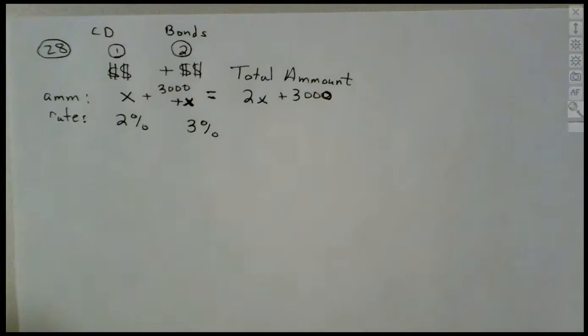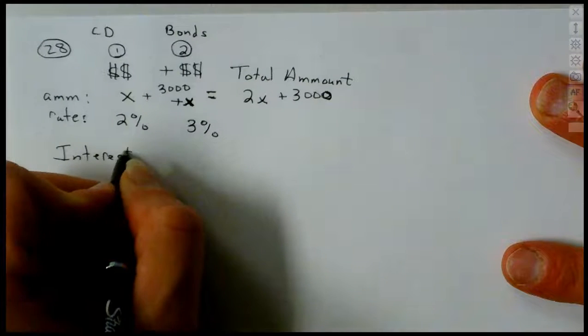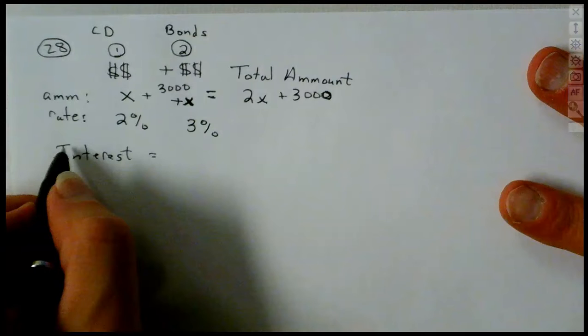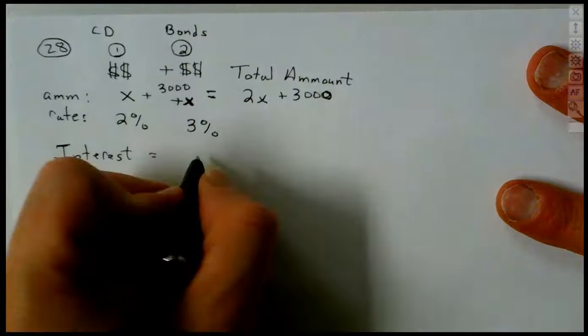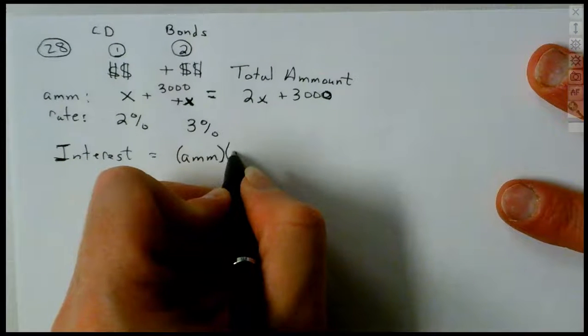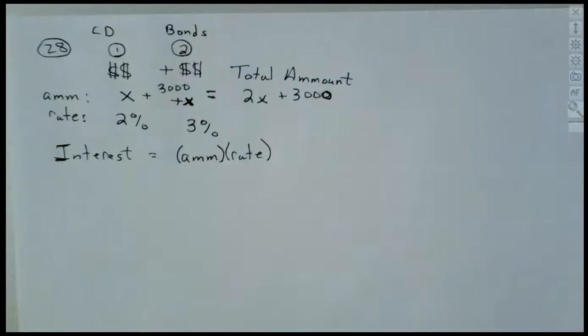Just like we did with the mixture problems, we use pure. For investment problems, we use the interest. And the interest is calculated in a very, very similar manner to the pure. Interest is the amount that's in that account times, again, the percentage rate. Just like we did earlier with the mixture problems. Amount times rate.